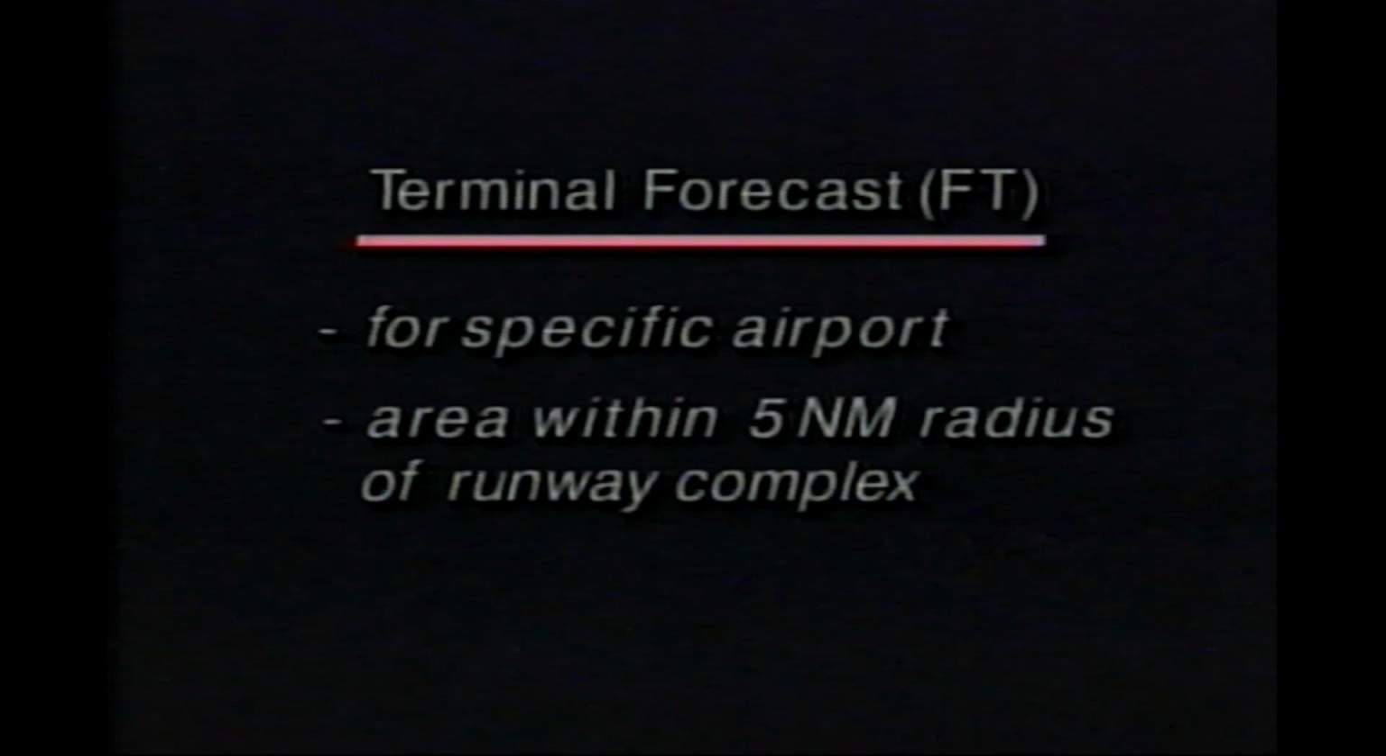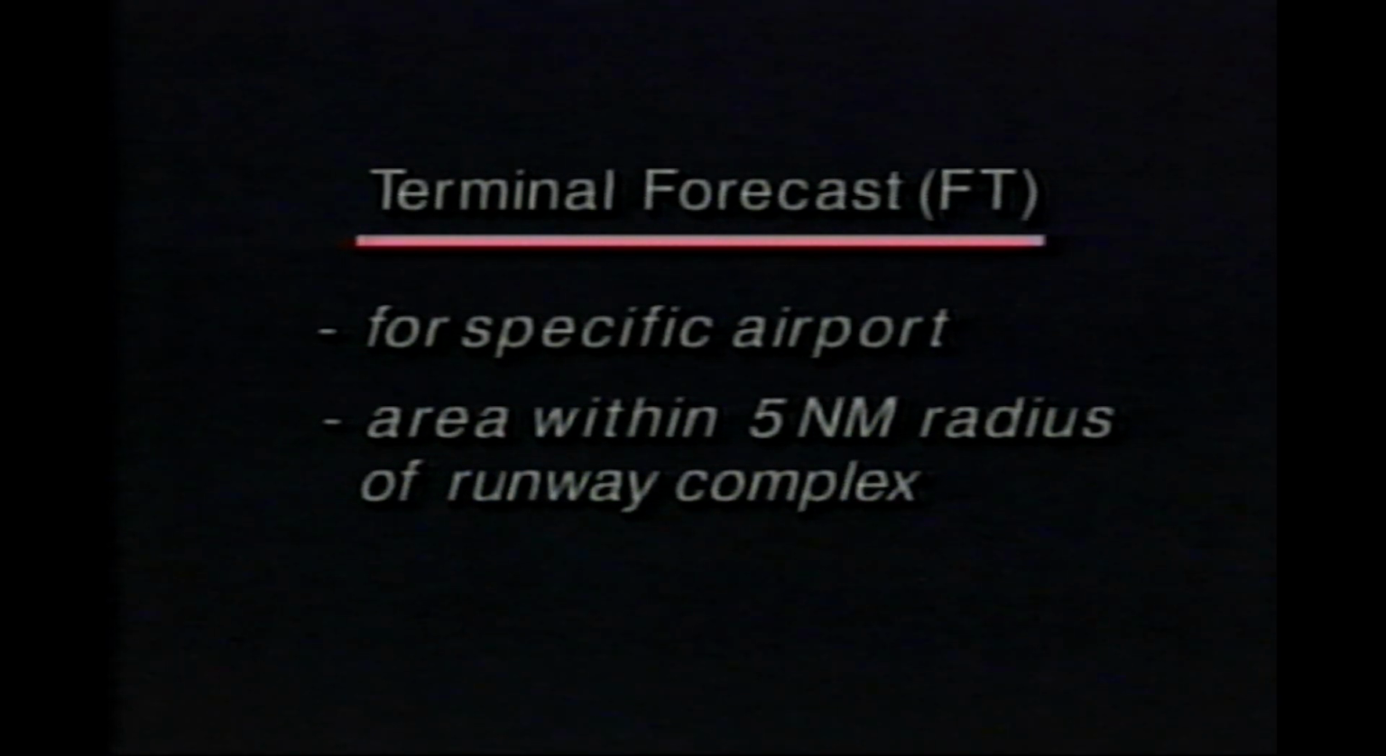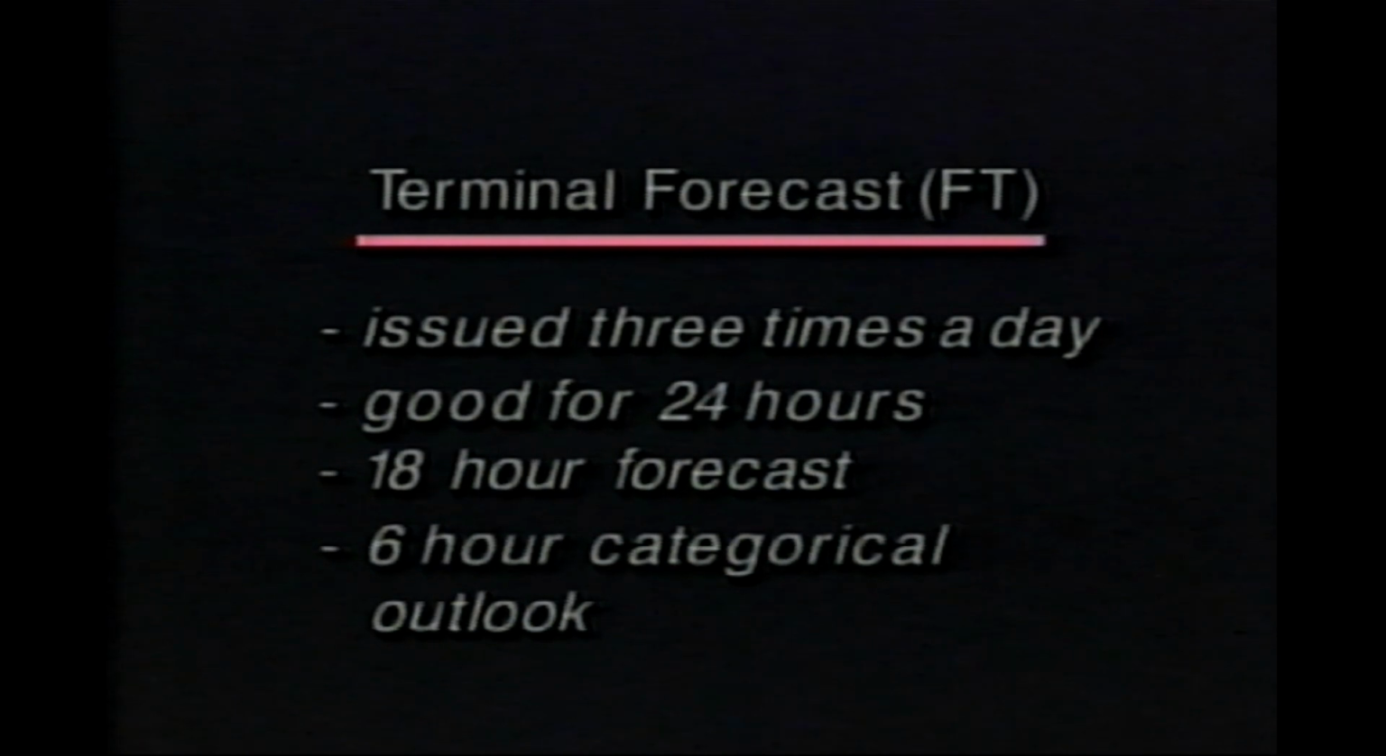Now, the first type of report that we'll discuss is the terminal forecast, abbreviated FT in the body of the report. A terminal forecast is for a specific airport and for an area within 5 nautical miles of the runway complex. A terminal forecast is issued 3 times a day, and it's good for 24 hours. An 18-hour forecast and a 6-hour general condition at the end of it, called the categorical outlook.